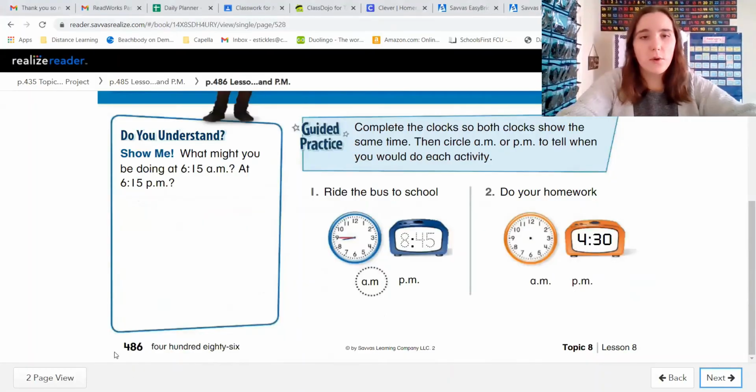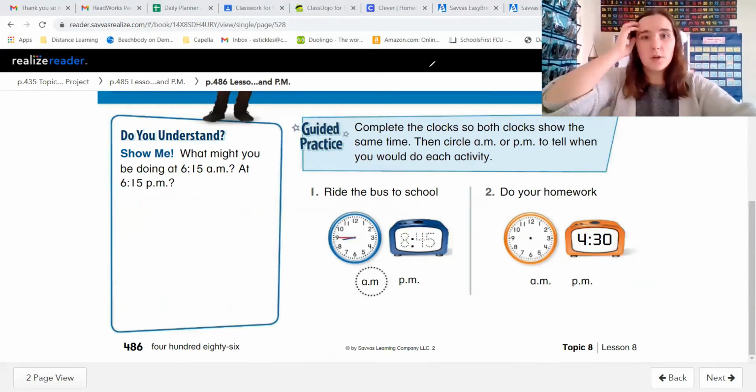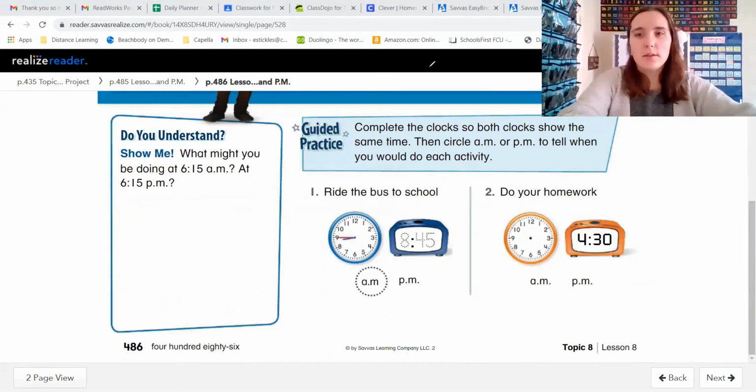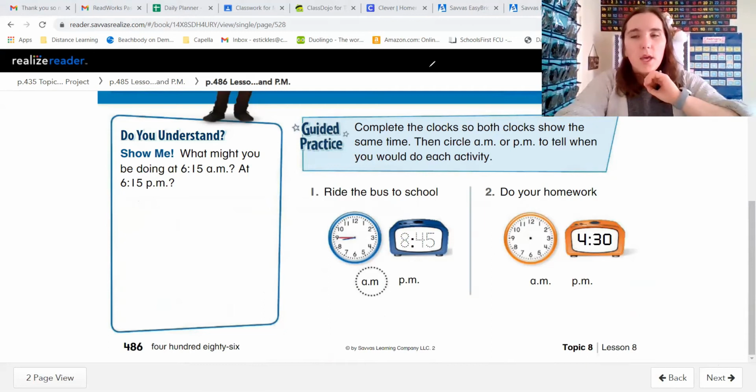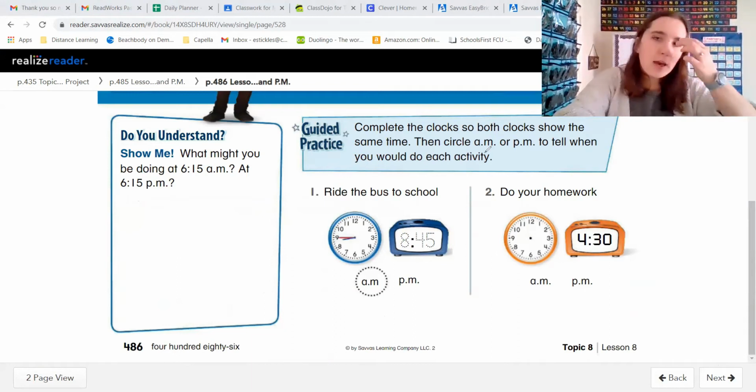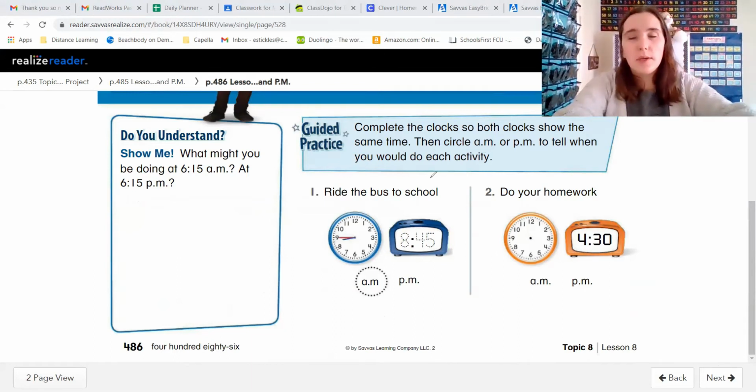Okay, we are on page 486 in our workbooks. So if you need to pause me to go get your workbook and turn to that page with your pencil, go ahead and pause me right now. Once you're ready, let's look at these two guided practice problems. It says, complete the clocks so both clocks show the same time. Then circle AM or PM to tell when you would do each activity. Okay, let's look at number one.